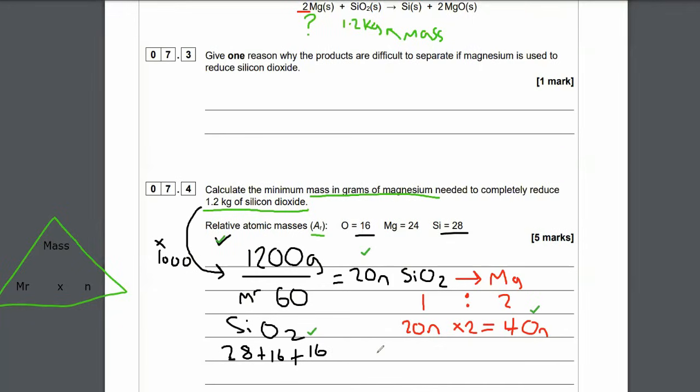And how do we do that? Well, we take 40n going over here. 40n is our moles. We've got to multiply that by the Mr of magnesium, which is 24. So 40n times 24. And bust out the calculator. Let's have a little look. So we want to go 40 times 24 equals 960 grams. And that is our final lovely jubbly answer.